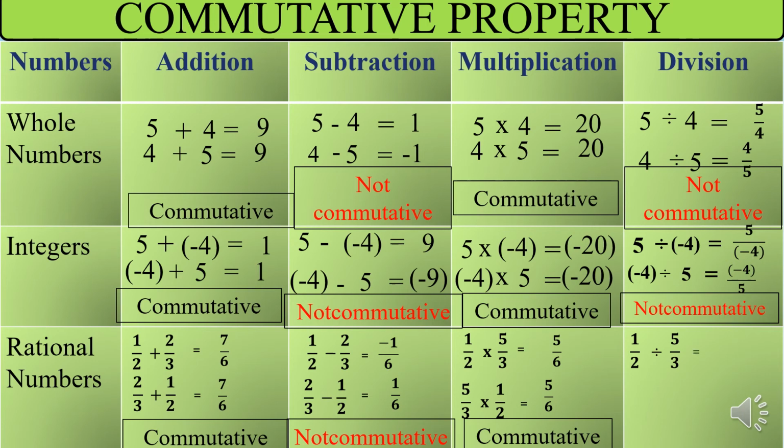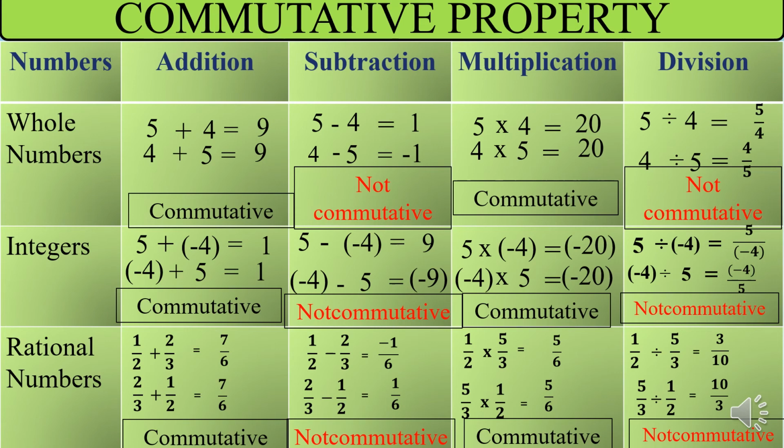When 1 upon 2 is divided by 5 upon 3, we get answer 3 upon 10. Now, when 5 upon 3 is divided by 1 upon 2, we get answer 10 upon 3. Here, answers are different. So, children, we can say that division is not commutative for rational numbers.